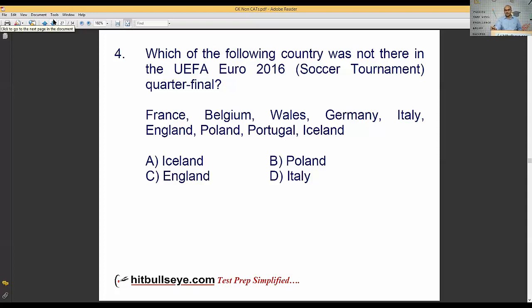Next is a fairly difficult type of question, especially if you're not a football follower or a football fan. Which of the following countries was not there in the UEFA Euro 2016 soccer tournament quarter-final? Again, I'm not expecting you to know the answer to this question. Of course, this is an old question, but such tough questions can be asked. Again, that depends on your luck. If you remember the answer, then all well. But if you don't, I would suggest just skip these kinds of questions. Don't make blind guesses. They don't work. So the answer is England.